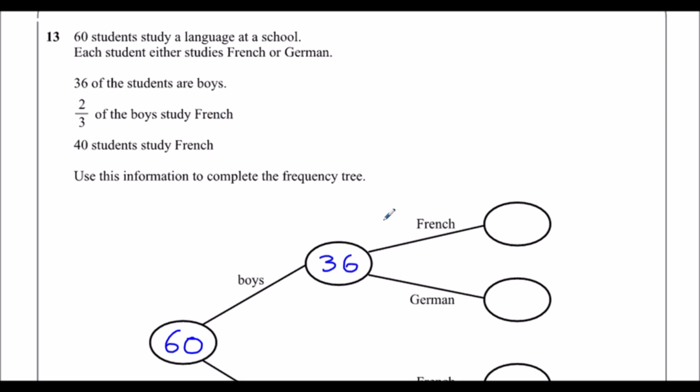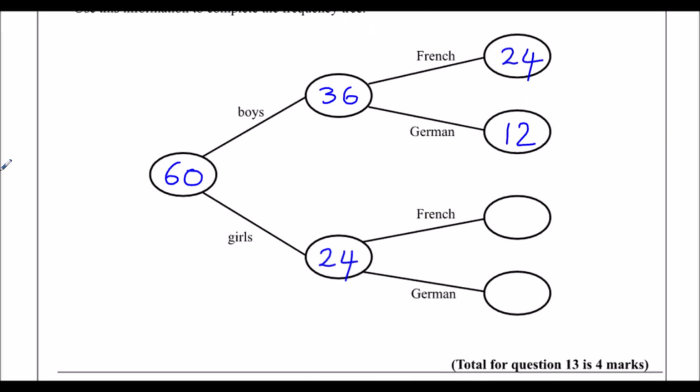2/3 of the boys study French, so 2/3 of 36, which is 24, and 36 take away 24 is 12 boys doing German. 40 students in total study French, so 40 take away 24 is 16, and 24 take away 16 is 8. So 8 girls must do German, and the tree's complete.